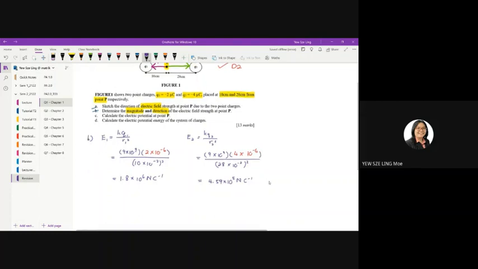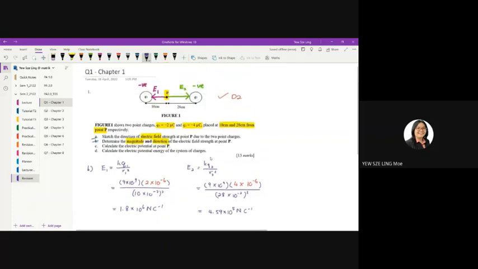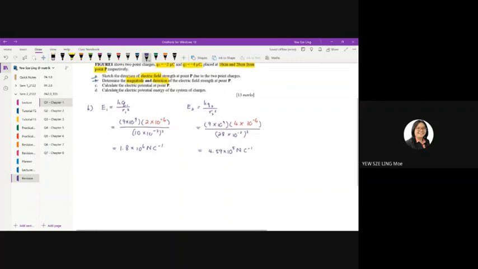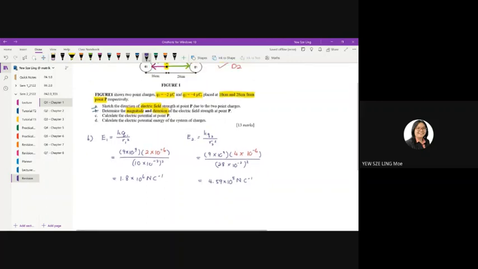Once you have it, now you can proceed to the resultant vector. For this question, you don't have to do resolving vector. Why? Because both E1 and E2 are lying on the same line, the same horizontal component. Therefore, you don't have to resolve. Straight away, you can proceed to the resultant vector. Now, how do we calculate the resultant vector? If you look at the diagram, my E1 is to the left, and my E2 is to the right.